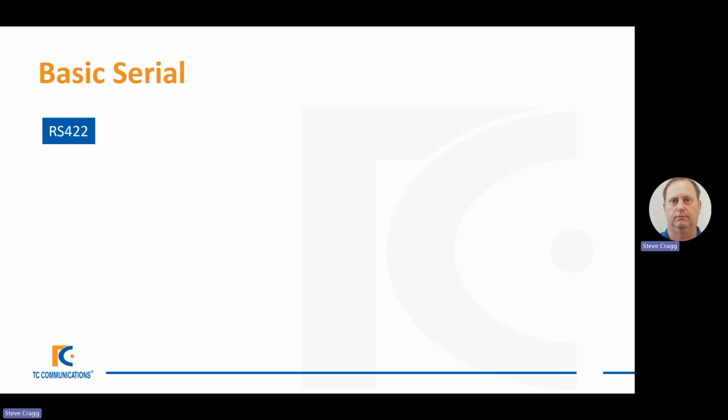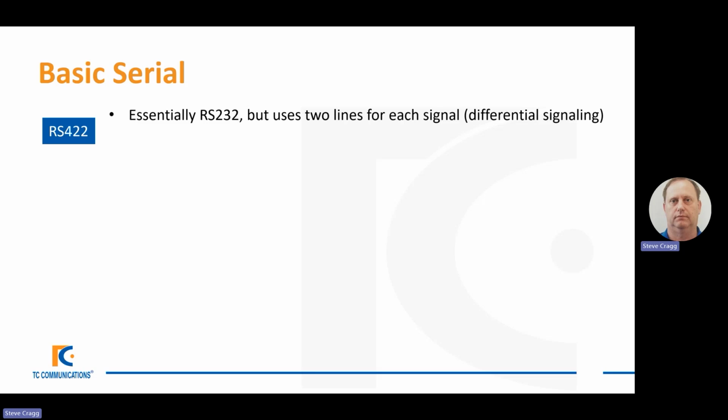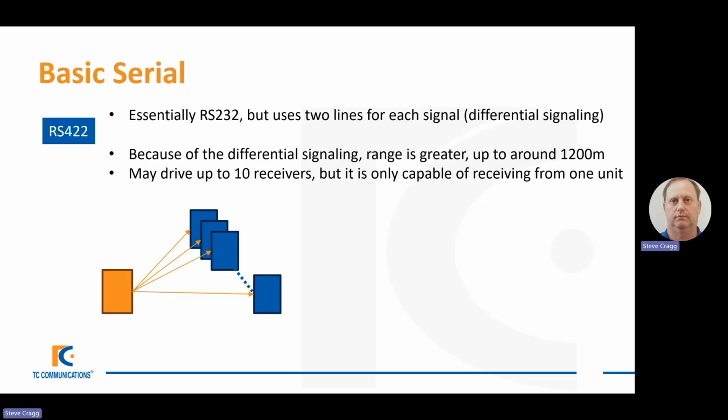Moving on then to RS-422, it is essentially the same as RS-232, but instead of using a single line for each signal, it uses 2 lines and it uses differential signaling. This means that you can use twisted pair for the transmit, the receive, and any other lines as well, which is a major benefit. And because of that differential signaling, the range is far greater. Instead of 15 feet, probably closer to 1,200 meters, or about 0.8 of a mile.